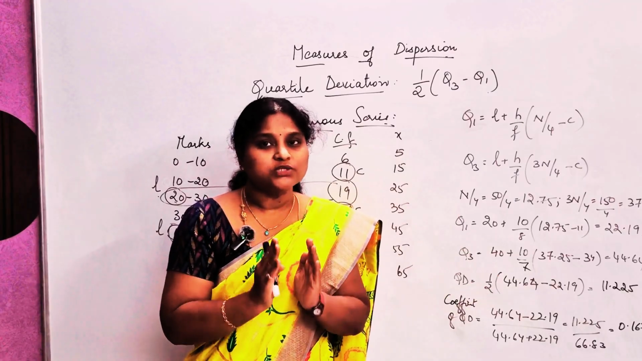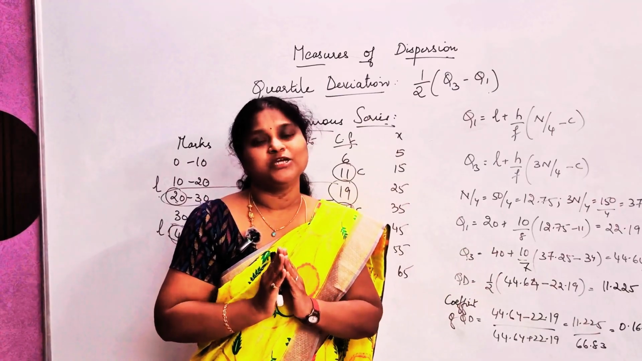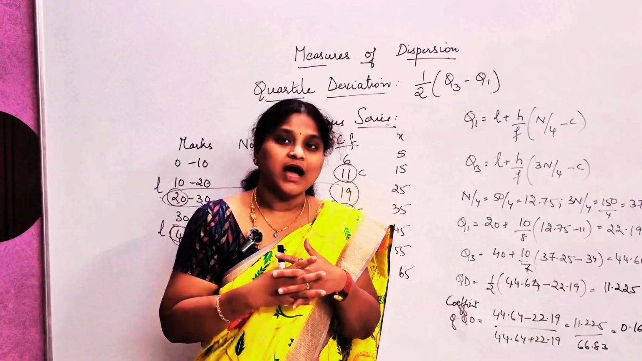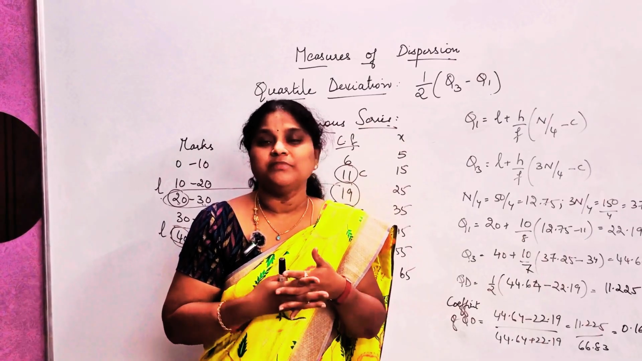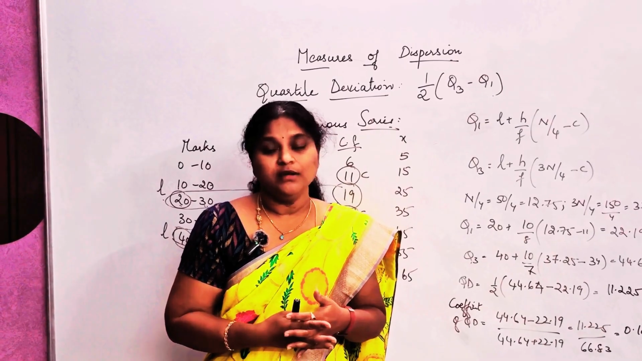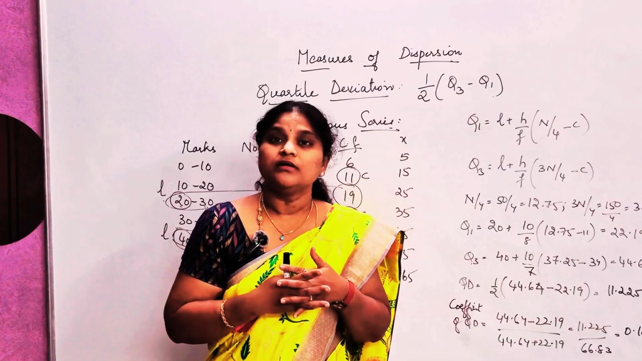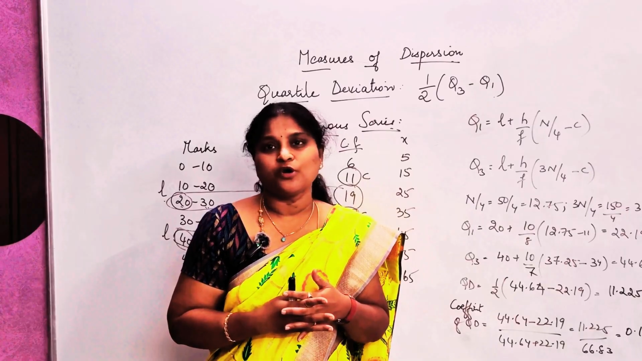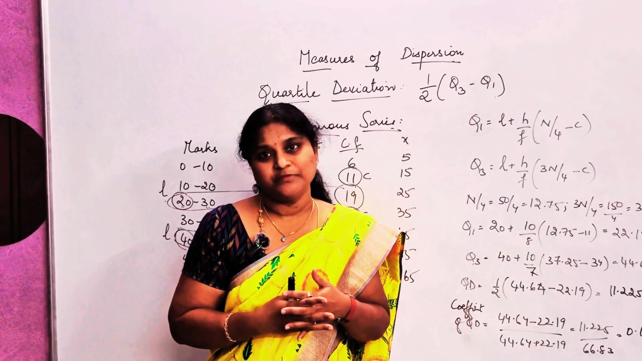So this also gives incomplete information about the data. This is the reason why we go for other measures of dispersion like mean deviation and standard deviation. Quartile deviation also gets affected by sampling fluctuations and cannot respond properly to further algebraic treatment.